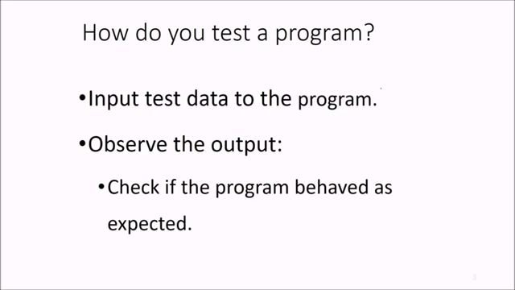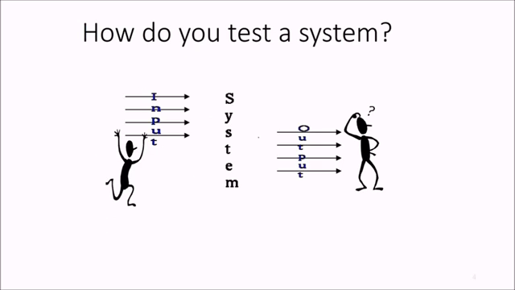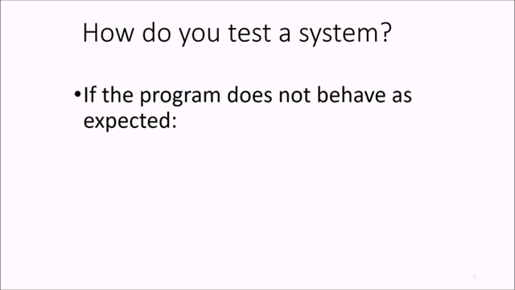So how do you test a program? You input test data to the program and you observe the output, and you realize whether the program executed in the manner in which you might have expected. So you provide some input to the software you have made, and then you observe the output. This is what happens in testing, in a broad view.